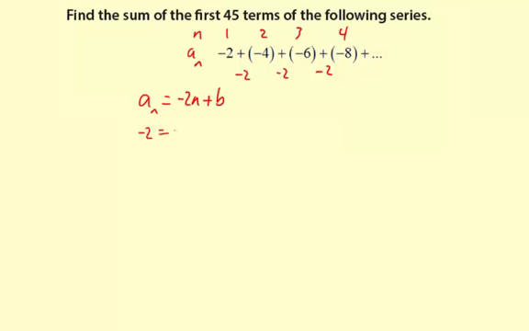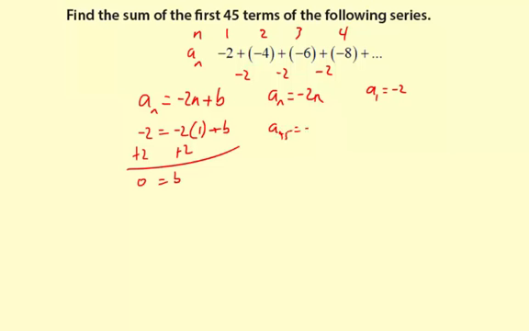So -2 is my output, and 1 is my input. So add 2, 0 equals b. So that means a sub n is -2n. That's my rule. Now to find the sum, I know the first term is -2. Now I need to find out the 45th term, or the last term. So a45 equals -2 times 45. So a45 is -90.